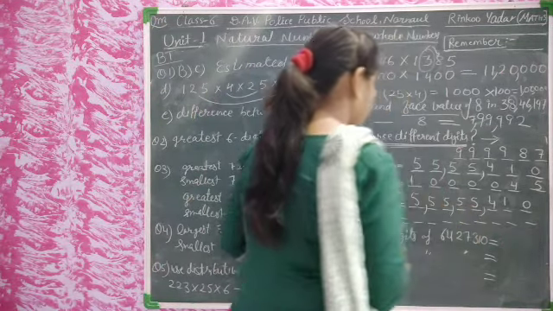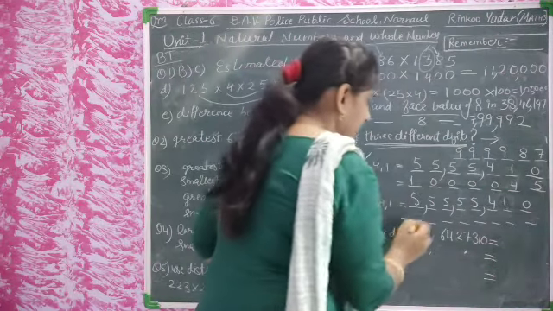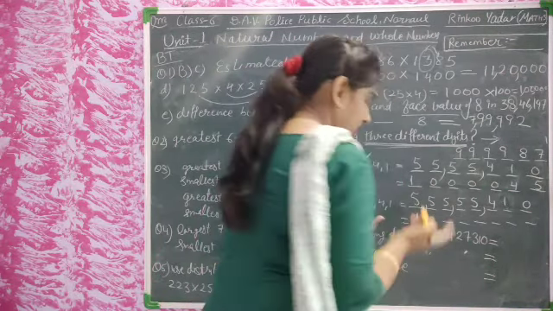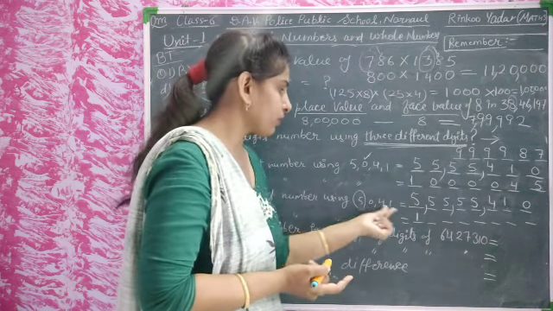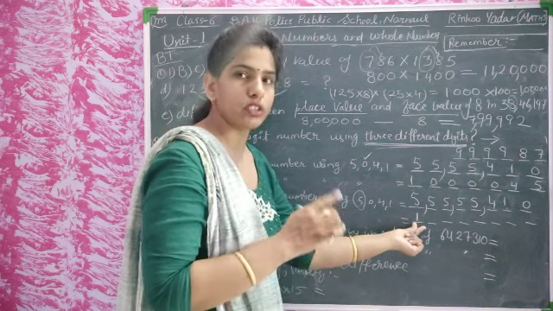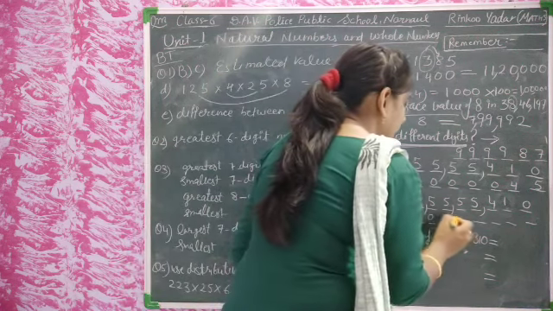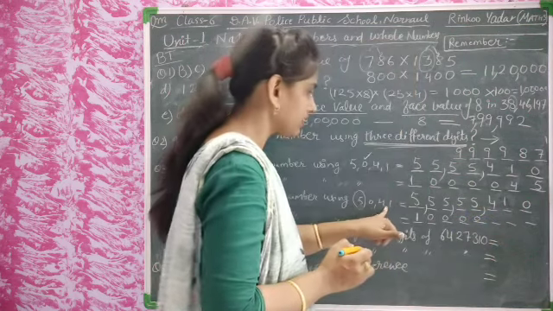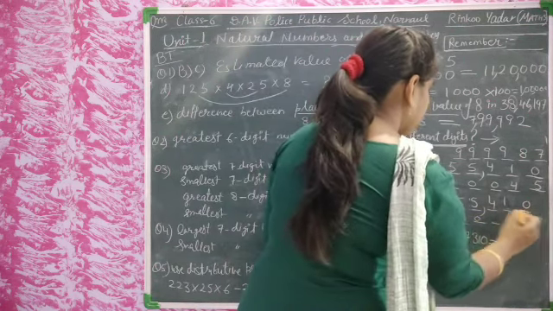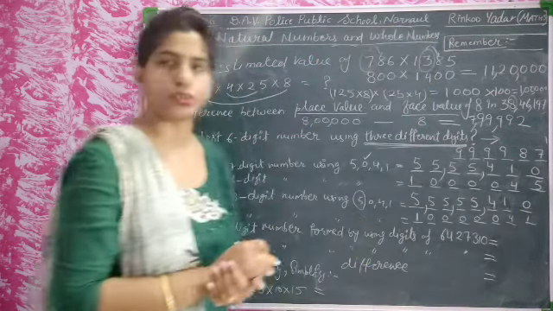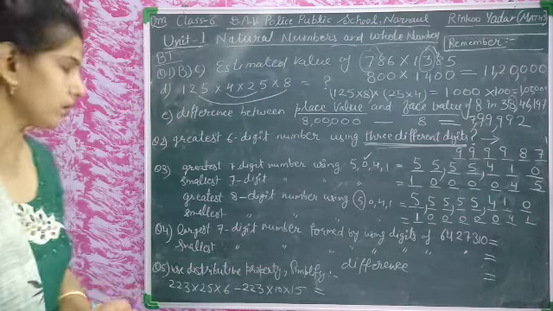Now we have to find the smallest 8-digit number using these digits. Same here, the smallest digit is 0 or 1, so you can use only 1 because 0 cannot be put at the start. Now 0 is used as many times as required, and the last two digits are 1, 4, and this is also 0. Is it clear, students? This is the smallest 8-digit number.